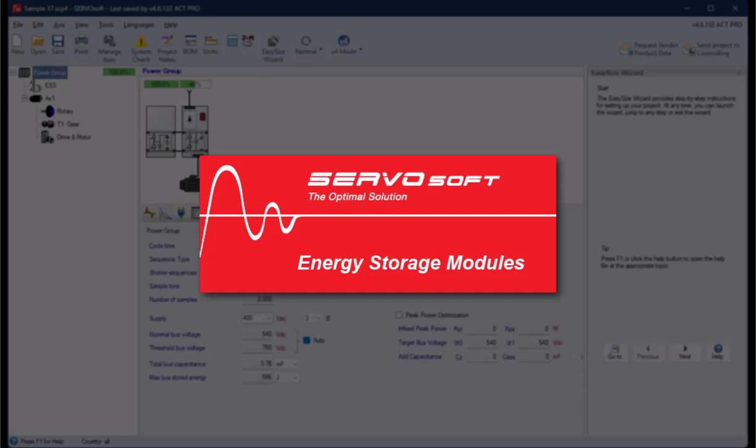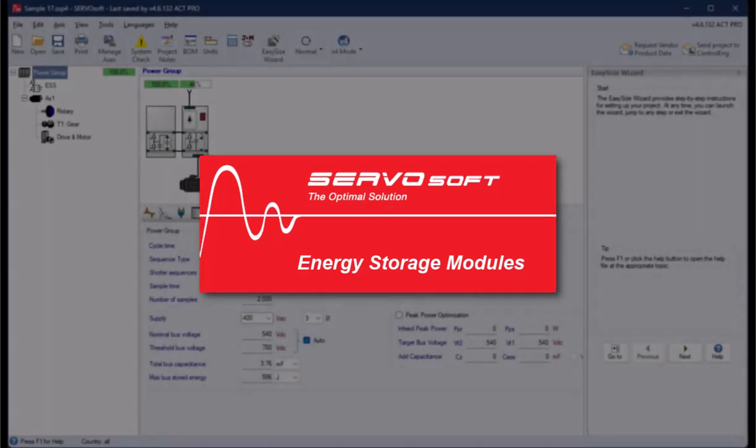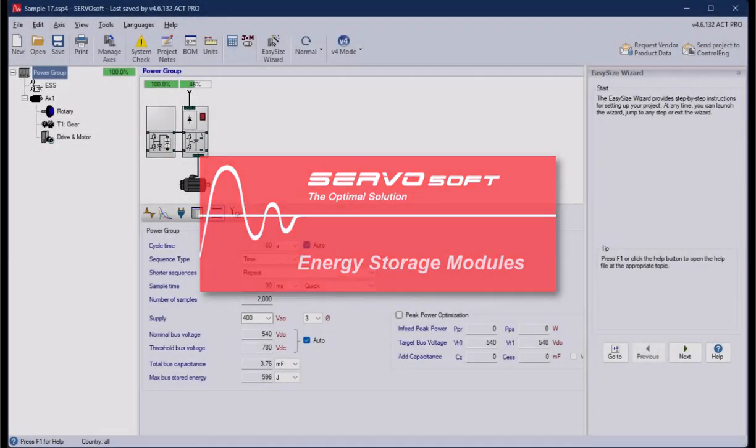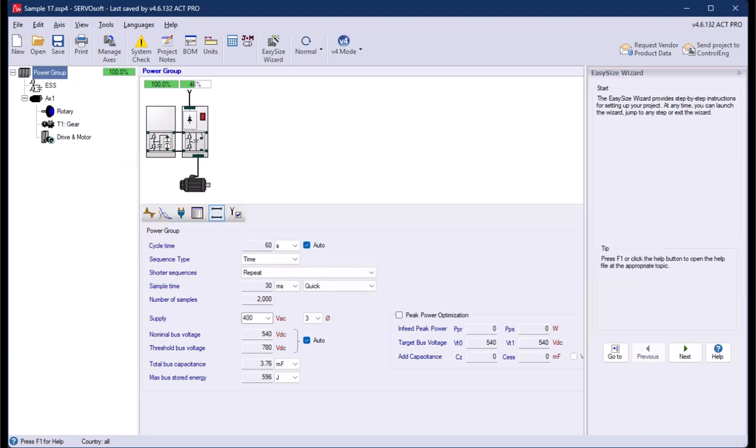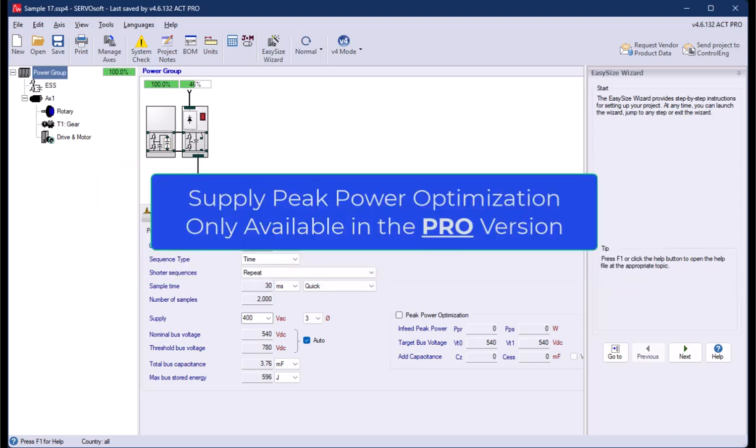This tutorial helps you learn about the use of energy storage modules in ServoSoft, combined with the supply peak power optimization feature in both normal and backup operating modes. Its main objective is to model a system with energy storage modules, then optimize the supply peak power, taking advantage of the ESM energy storage, and then model the system when the main supply is lost in backup power mode. Please note that supply peak power optimization is available in the Pro version.